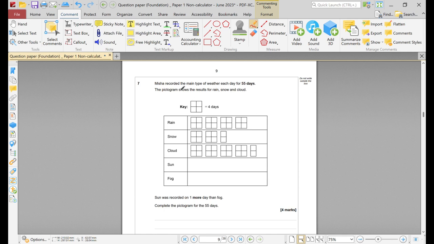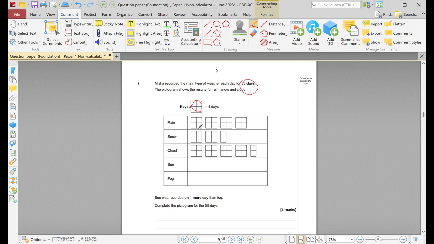Recorded the rain for 55 days. This block is equal to 4 days, so that's equal to a day, and then that block is equal to 4. So sun was recorded on 1 more day than fog. Complete the pictogram for the 55 days.